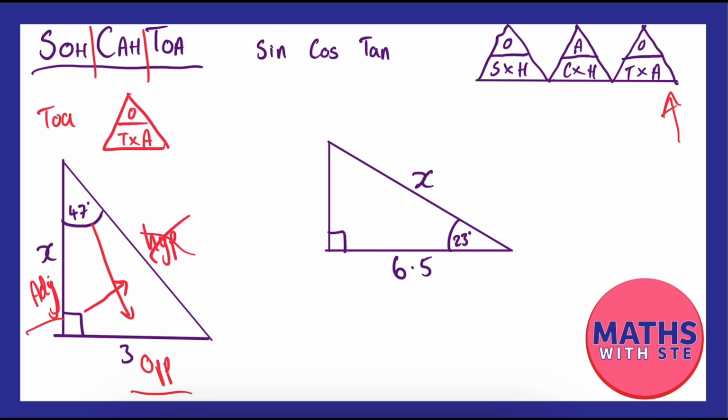I will come back to that, but if I wanted to find out what the opposite was, I could cross that out, and it's going to be the tan times the adjacent. So that's how that works. So let's just use that now, okay.